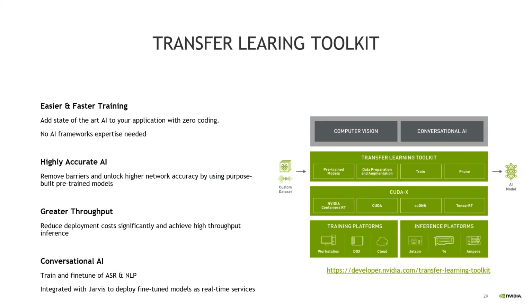Another tool used for fine-tuning AI models is the NVIDIA Transfer Learning Toolkit. It offers the easiest and fastest way of building deep learning models with zero coding. It integrates a selection of highly accurate models with the purpose of maximizing deployment performance. Transfer Learning Toolkit can be used for building computer vision models such as body pose estimation, emotion classification, face detection, landmark estimation, and more. TLT also offers the possibility of building conversational AI models for speech recognition and natural language understanding.